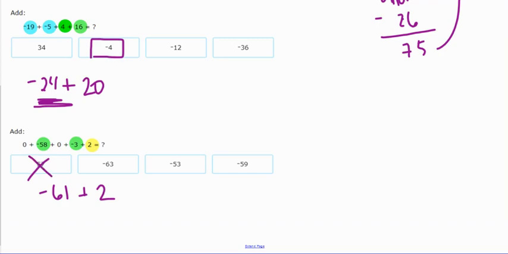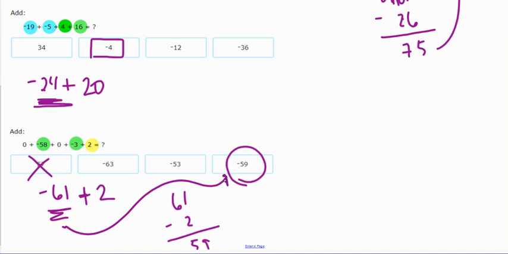Right? Now think of it like you owe $61, right? But you gain 2. Or you're down $61, but you gain 2. Or you're down 61 pounds in weight, but you gain 2 back. You're now down 59. Right? We have more negatives. My signs are different. So I take the difference of 61 and 2. I get 59. And then this, because I have more negatives, that determines my sign.